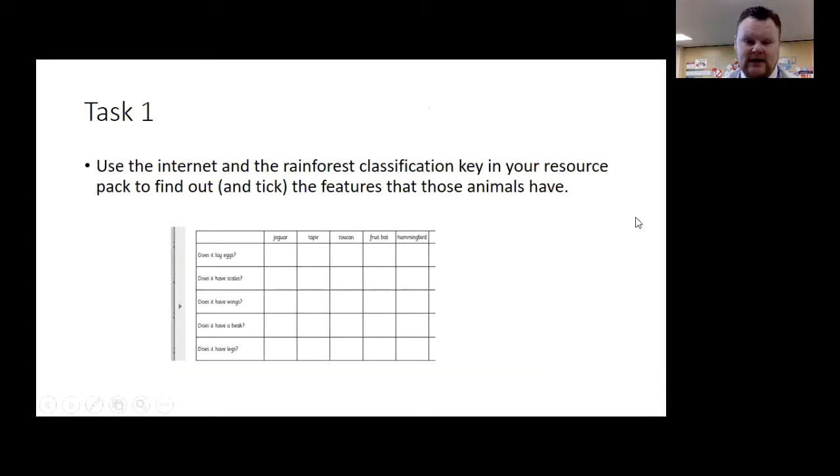For your first task, I would like you to use the internet and the rainforest classification key in your resource pack to find out, and all you have to do on this is just tick the features that those animals have. So for example, the jaguar, does it lay eggs? Does it have scales? Does it have wings? Does it have a beak? And does it have legs? And you can use the internet to find out the answers to all of those different creatures, and you'll start to see that there's differences between those creatures.